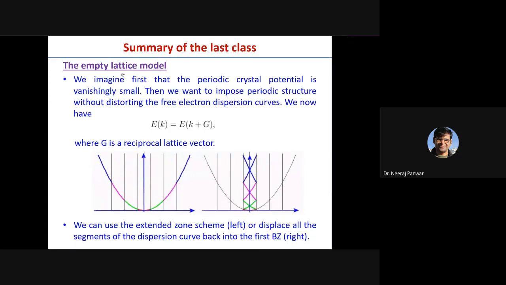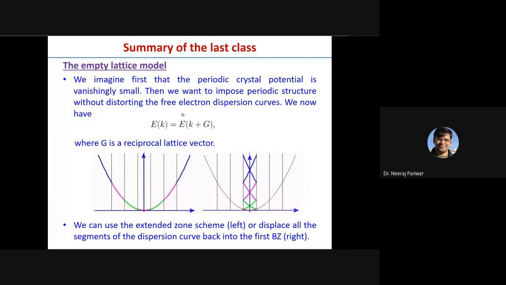And in the empty lattice model, what is considered is that the periodic crystal potential is vanishingly small, or we can say it is equivalent to zero. There is no periodic potential created by the underlying lattice. Then we will get the shape of the curve that would be in the shape of a parabola.